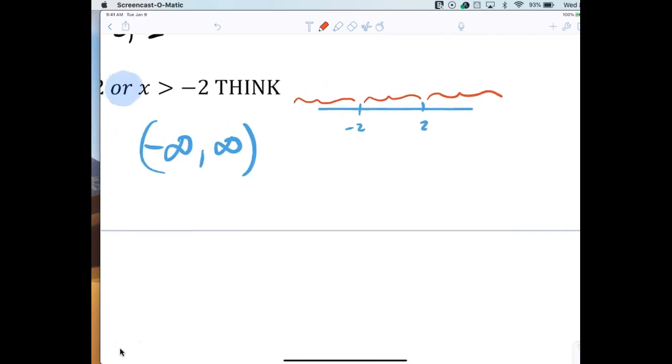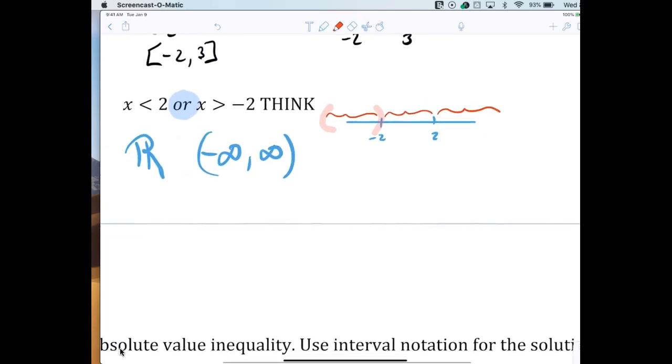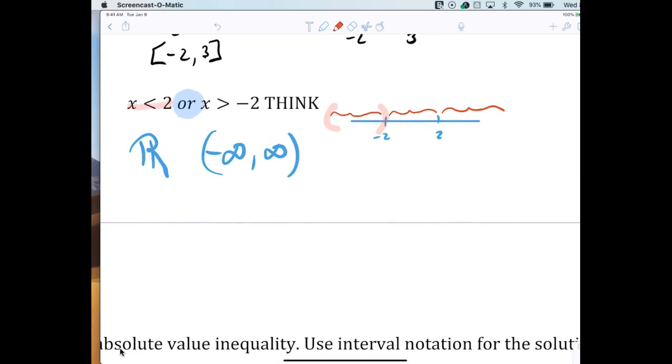So now I'm going to pick a number in here. It could be negative 3, negative 4, negative 5, negative 6, whatever you want it to be. Are those numbers less than 2? Those are less than 2, right? So that means these all work. You agree with that?